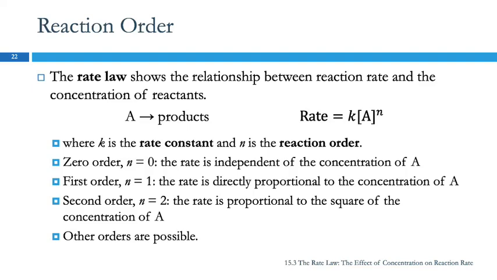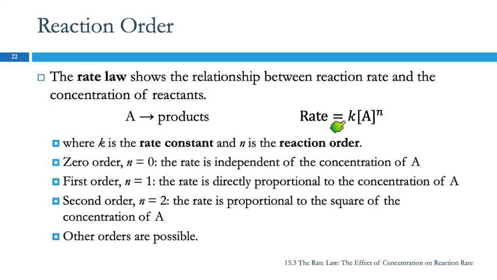So a rate law shows the relationship between the reaction rate and the concentration of the reactants. When we looked at the concentration versus time curve, the rate was the slope of the line at every point, and the rate kept changing, right? So a rate law shows us how the reaction rate is related to the concentration. As the concentration changes, the rate changes, and this is called the rate law.